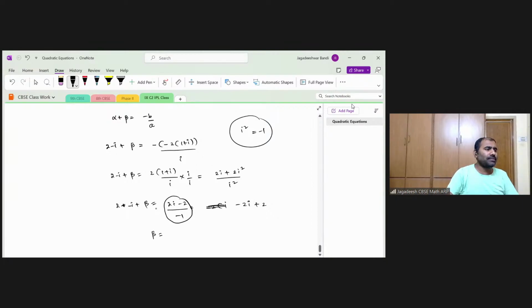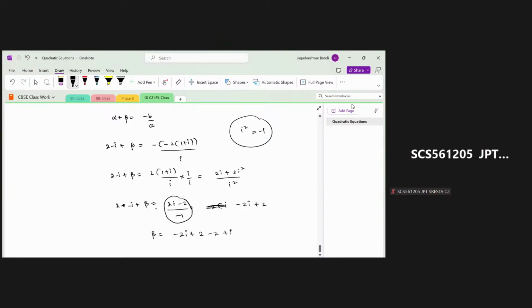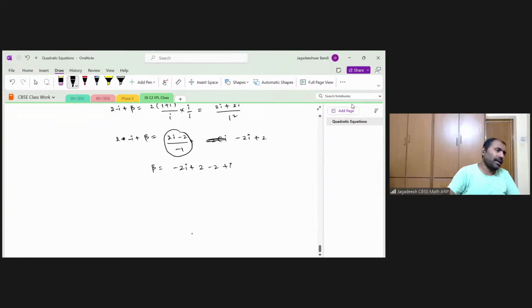We want to find beta, so transpose 2 minus i to the right side. So minus 2i plus 2; plus 2 will become minus 2, and minus i will become plus i. Children, are you following? Can someone please respond? Yes, sir. Now let us simplify further. 2 minus 2 get cancelled. So finally we'll get minus 2i plus i, which is minus i. So which is our option A. If you want, I'll write the option also in the bracket.